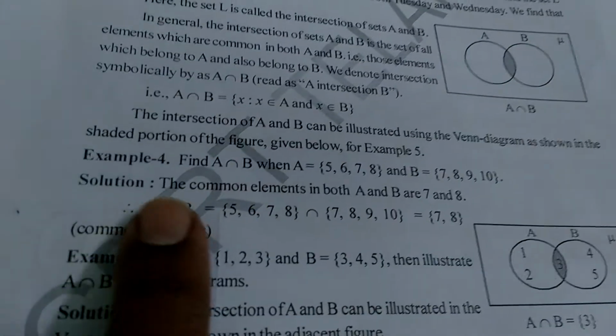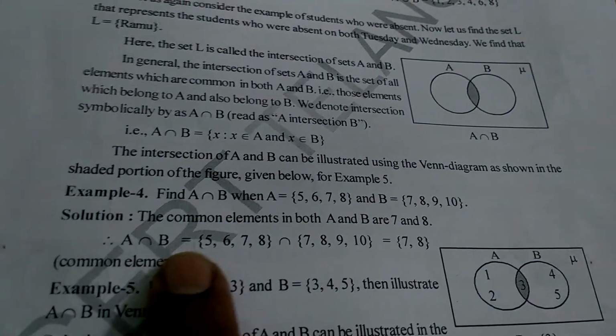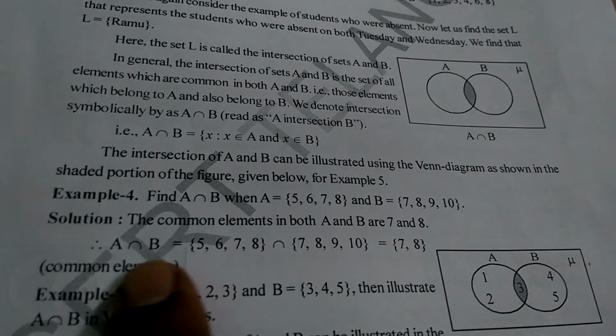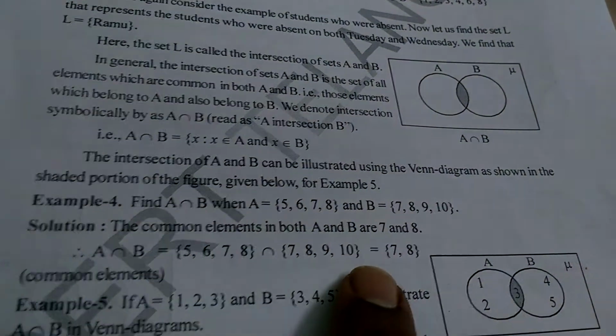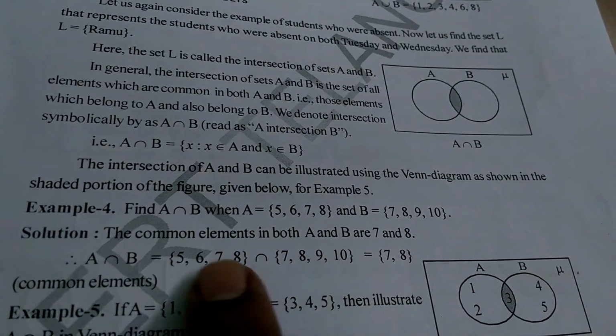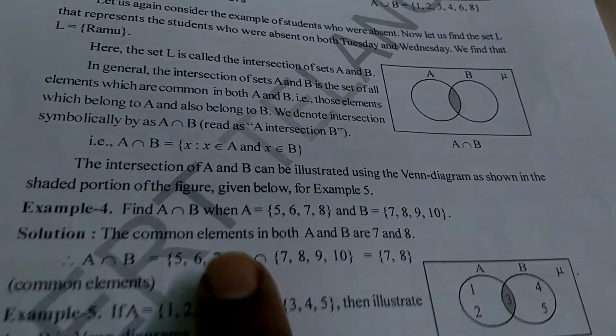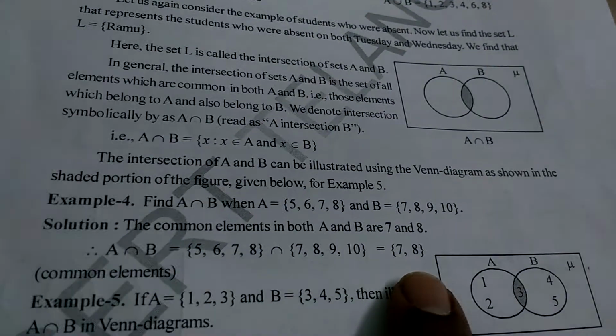Coming to the sum here, how do we write the steps? Just write the A set here, intersection, B set, and write down which elements are repeated in both the sets. That you mention here. That's it.